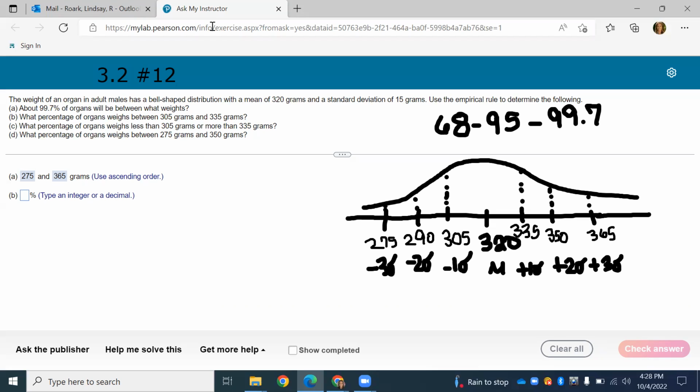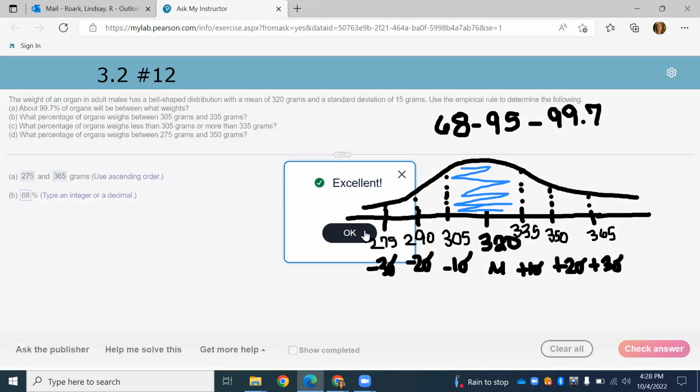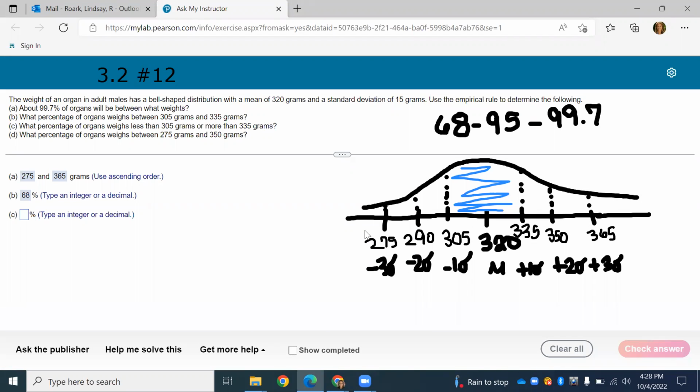Okay, the next part says, what percentage of organs weigh between 305 and 335? Also be careful, because sometimes I misread these when I go fast. So which one's B, which one's C? What percentage of organs weigh between 305 and 335? Well, thankfully, we already have our numbers drawn and labeled there, and we can see that that is 68%. Okay, that is just the rule. Honestly, I know they're so random, 68, 95, 99.7, that's what they're there for.